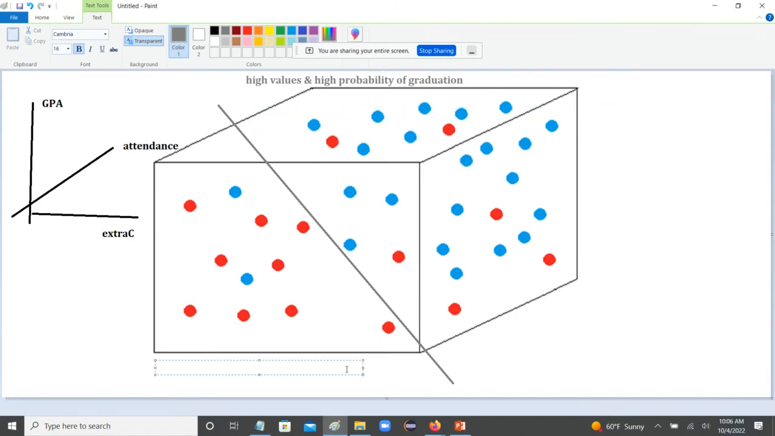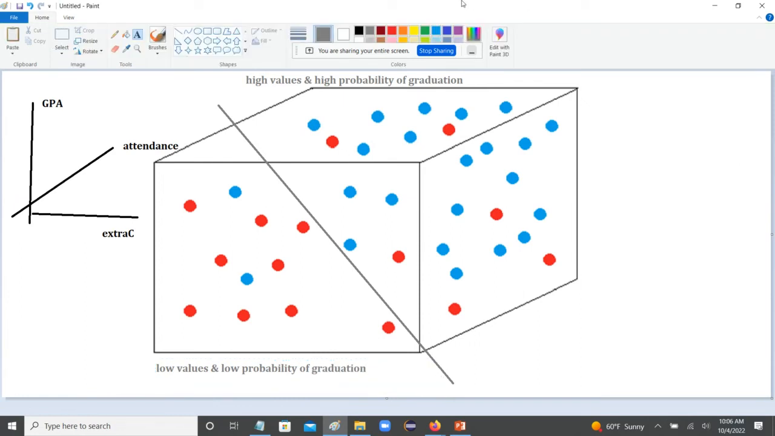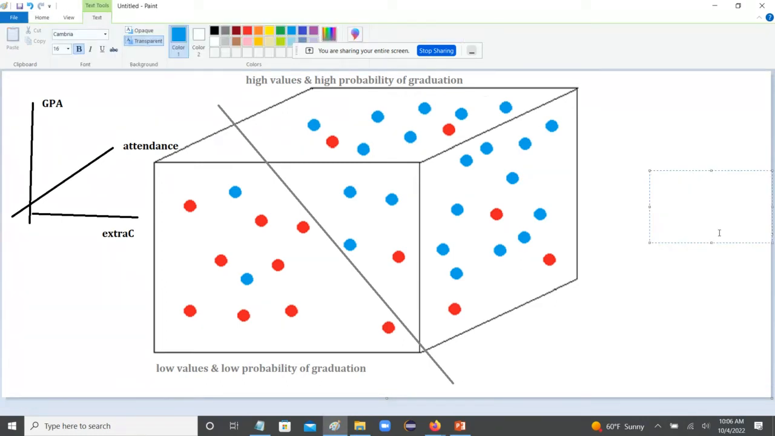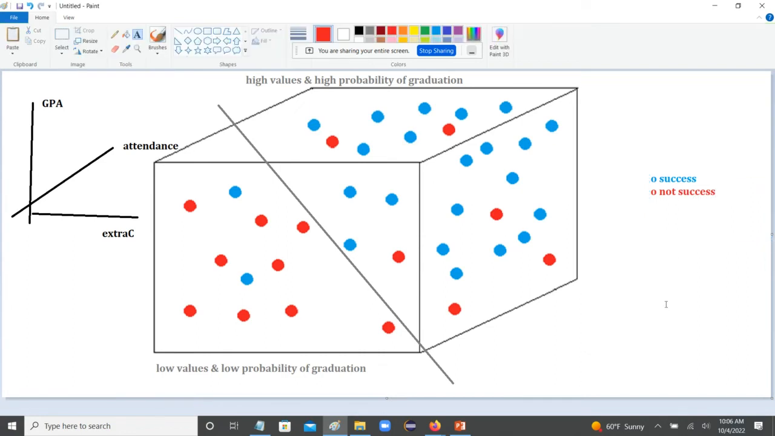Over here, low values and low probability of graduation. And the blue dots, we'll say blue dots are success, they graduate, and the others are no success, not success. Okay, so I'm going to fill in those circles.